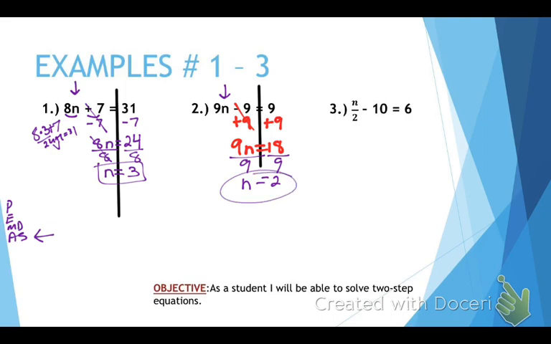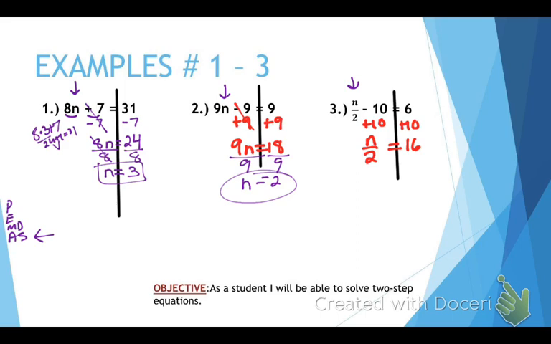All right, next one. This one's a little bit more difficult. It looks a little funny. All right, here we go. Draw our line. Find our variable. Well, our variable's over here. All right, same thing. We do PEMDAS backwards, so we have to do adding and subtracting first. We get rid of that. The opposite of subtracting 10 is adding 10. That's going to give us n over 2 equals 16.